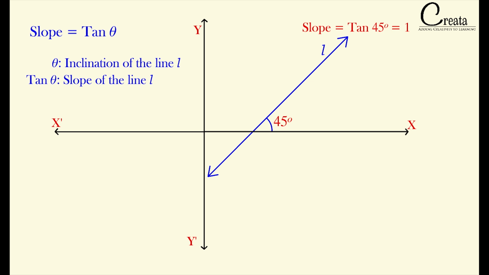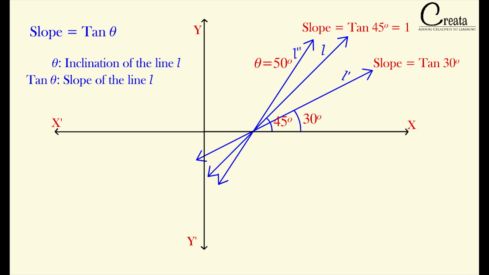So let's take some example. If the inclination of line is 30 degree, what will be the slope of this line? The slope will be equal to tan 30 degree. Okay, got it. Slope is tan theta. Here theta is 30 degree. So we got slope of this line as tan 30 degree. Similarly, what will be the slope if theta is 50 degree? Then the slope will be tan 50 degree. Okay, got it. Slope is tan theta.